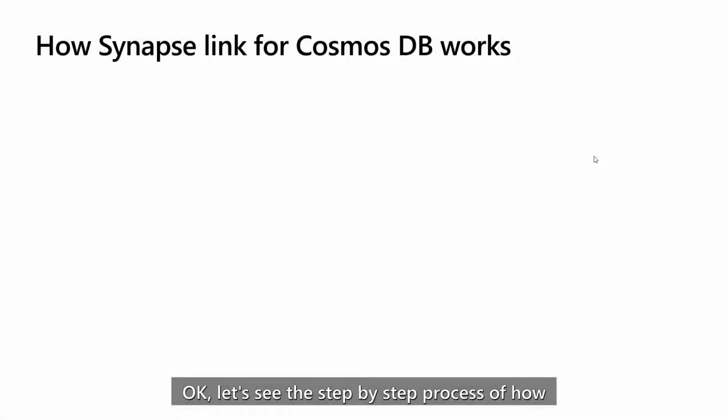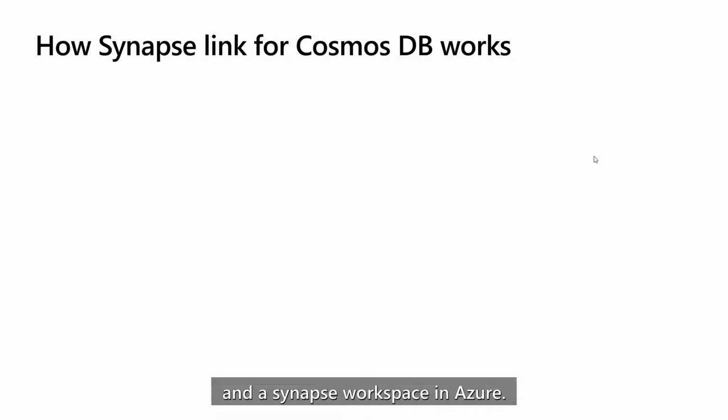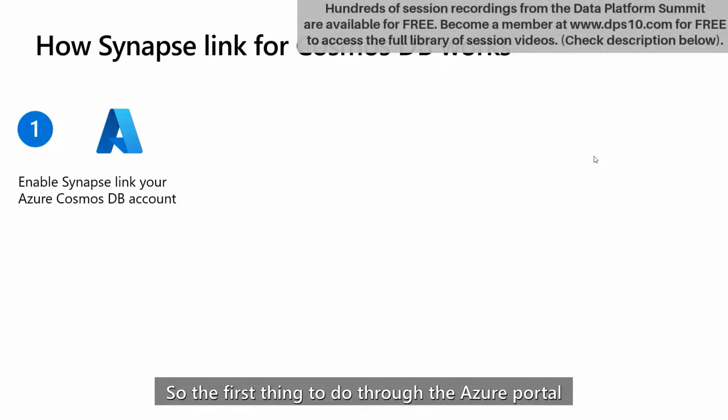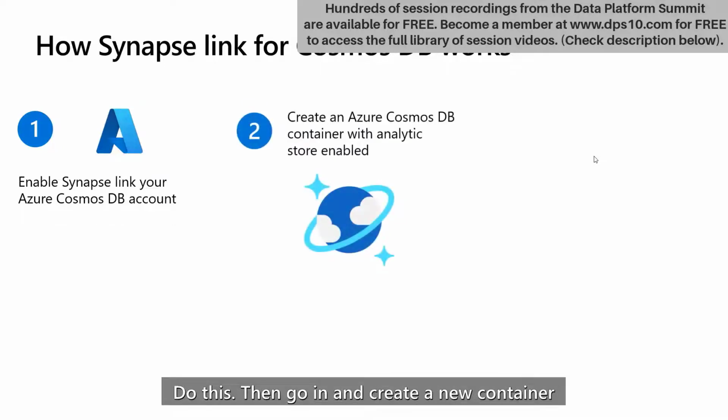Okay, let's see the step-by-step process of how you would enable Synapse Link and make it work with Cosmos DB. This assumes you already have a Cosmos DB account and a Synapse workspace in Azure. The first thing you're going to do through the Azure portal is go to your Cosmos DB account and enable Synapse Link as an option. It's a very small, fast operation. Then create a new container in Cosmos DB, and when you do that, there's a new option called an analytics store. You'll enable that option when you create your new container.